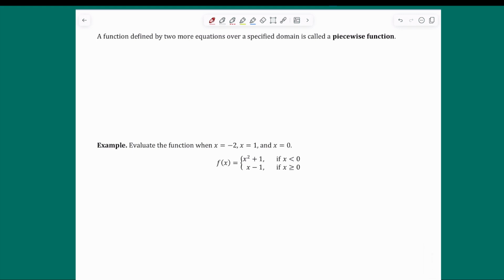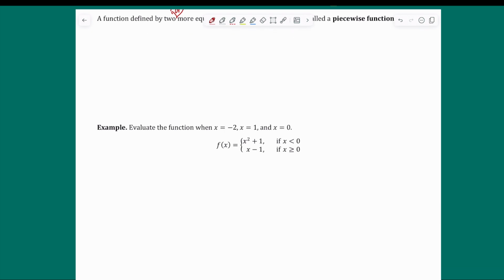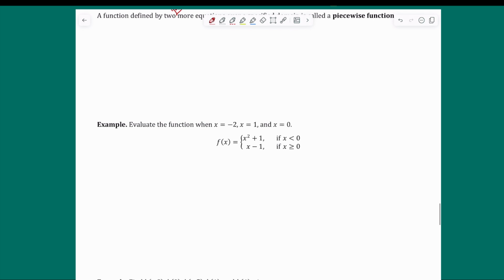So a function defined by two or more equations over a specified domain is called a piecewise function. A piecewise function basically has more than one formula or expression to define it. So let's look at an example. We're going to evaluate the function when x equals -2, x equals 1, and x equals 0.